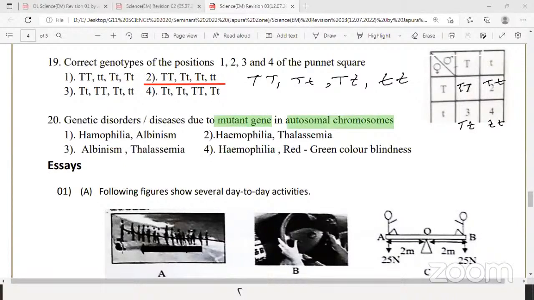What are the 2 types of chromosomes you have? Sex chromosomes and autosomal chromosomes. How many autosomal chromosomes? 44. How many sex chromosomes? 2. Altogether 46. Out of 46, the first 44 are autosomal chromosomes. The last 2 chromosomes, either XX or XY, are sex chromosomes. So there are some inherited or hereditary diseases, genetic disorders, caused by the sex chromosomes, and some diseases caused by autosomal chromosomes. I'll give a short note after this. First, I'll mark the answer.